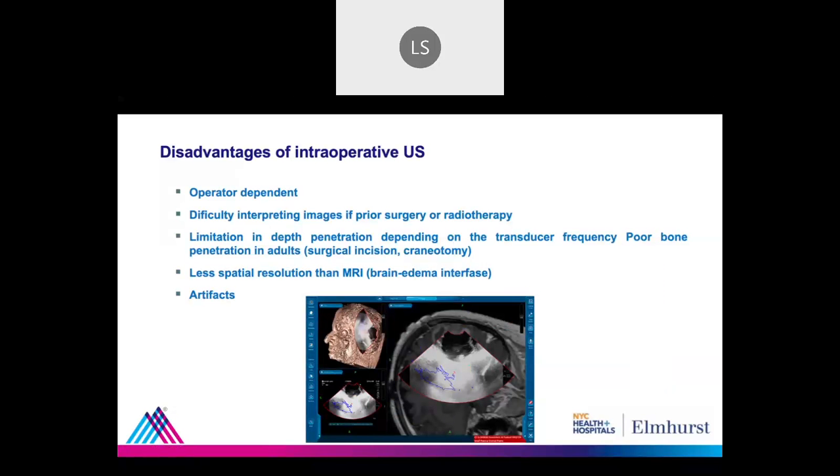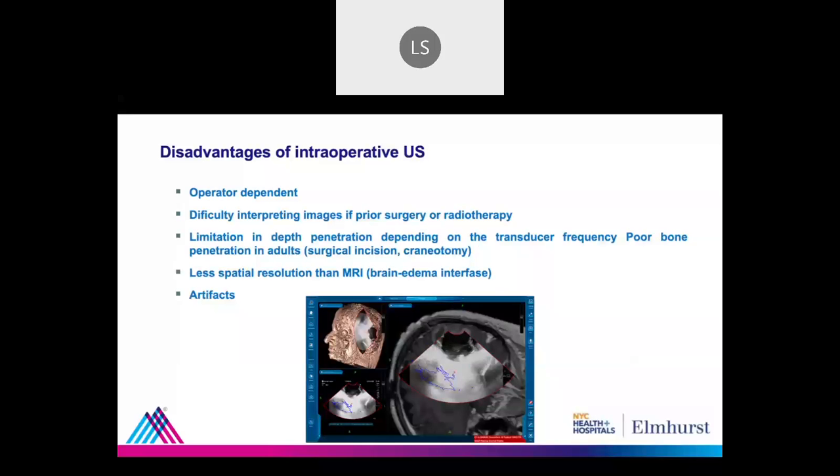It's hard sometimes to distinguish between what is residual or recurrent tumor and what is radiation necrosis and all of this stuff, right? Also, depending on the transducer and the array frequency, the penetration in depth may not be as good as we would like. And in early stages of the surgery, because of the bone, especially in adults, because the bone is thick, it will block the ultrasound and won't allow us to see through it, right? So it won't help us to plan, for example, the craniotomy.